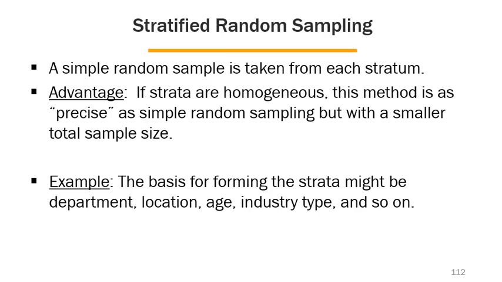An advantage is that if the strata are homogeneous, this method is just as precise as simple random sampling, but with a smaller total sample size. And again, some examples here of how we could use strata: they might be based on department within an organization, location (geography), age, industry type, even in the example before, multinational, non-multinational, or other things similarly.